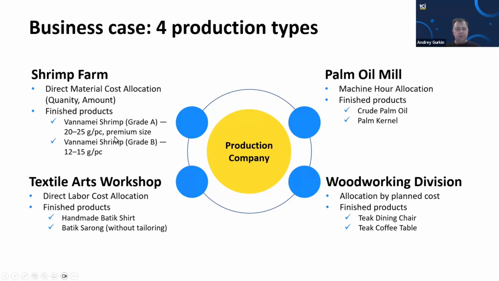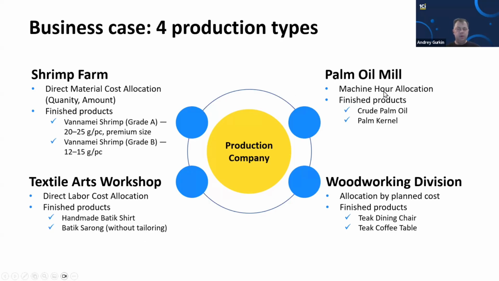Then we have the textile arts workshop. Here we will be using labor cost allocation. Here we are producing 2 different types of batik shirts, so handmade batik shirt and batik sarong without tailoring.